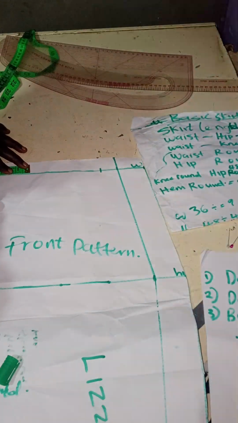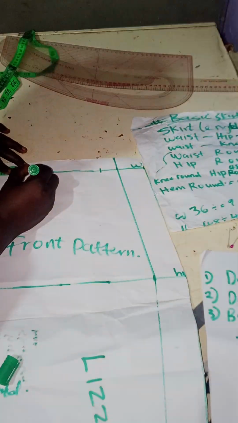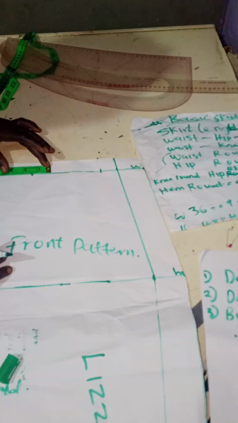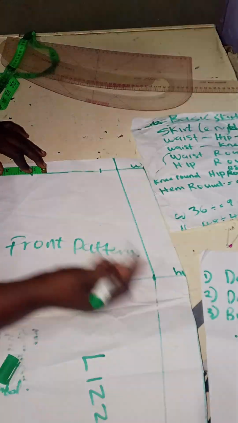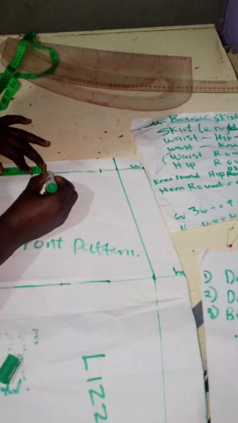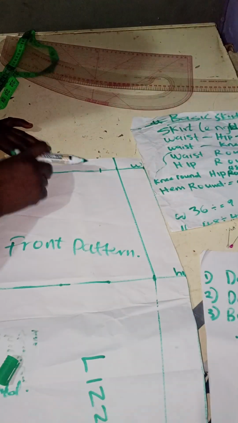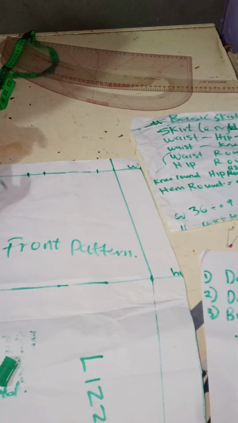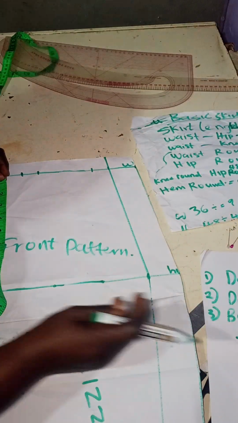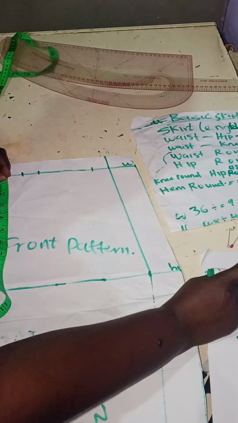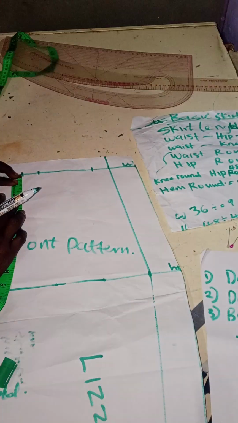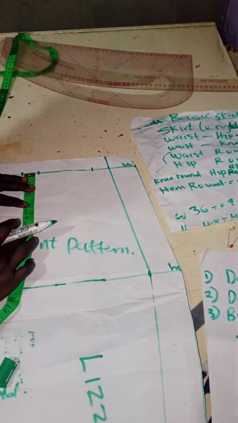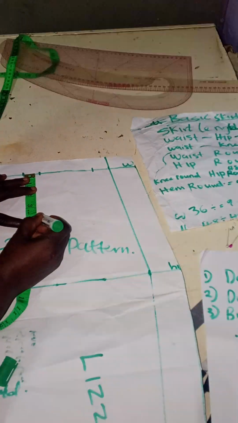So for this side, the 4 inches, we measure it out. When we measure it out, we'll now measure the 1 inch for that allowance, stopping at that point. This 1 inch, we are bringing it here. So we have done our dart allowance. The next one is the dart leg. So the dart leg for the front, we say 4 inches. I'm marking it in between this line.